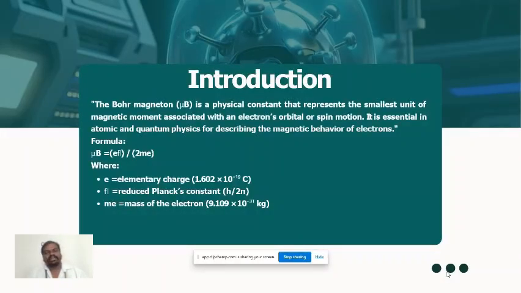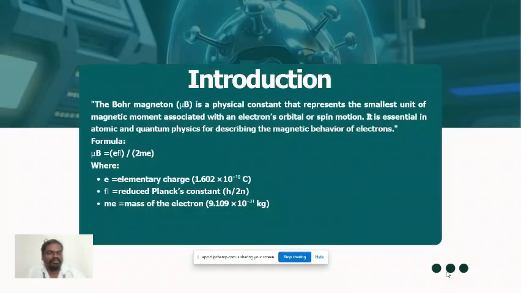The Bohr magneton is a physical constant that represents the smallest unit of magnetic moment associated with an electron's orbital or spin motion. It is essential in atomic and quantum physics for describing the magnetic behavior of electrons.